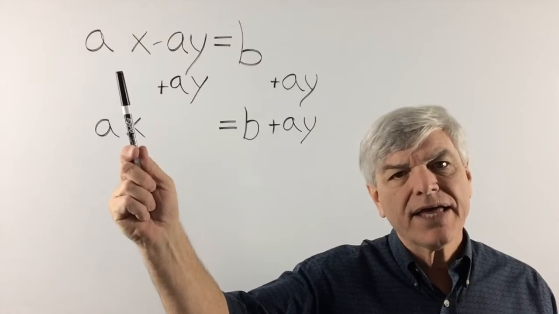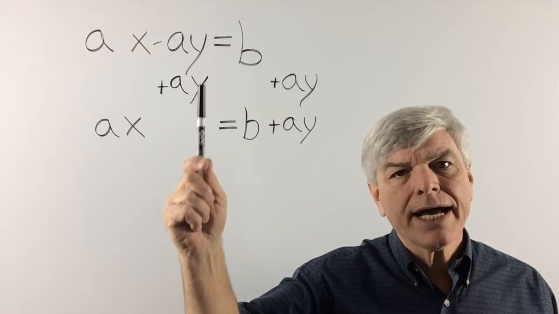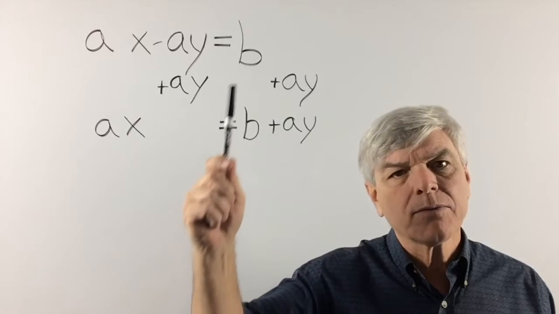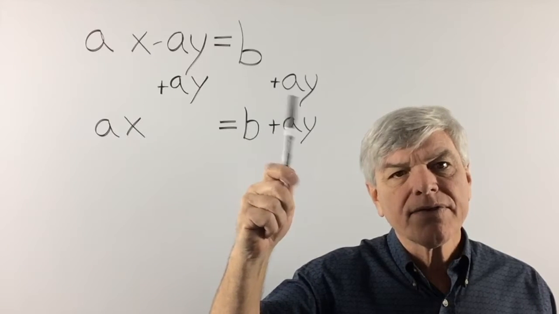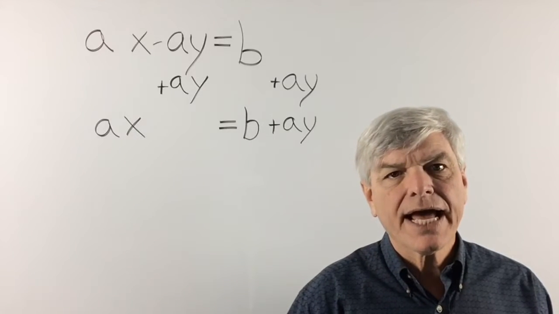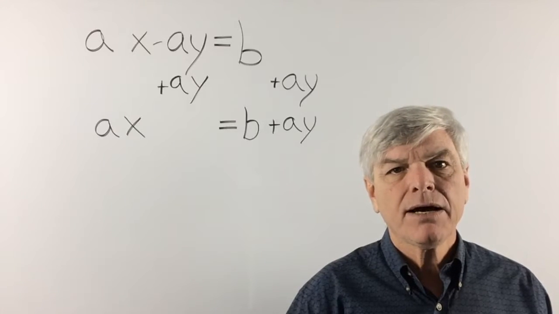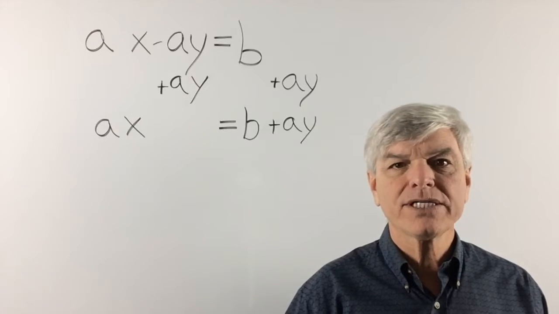So we brought down the ax, negative ay, and positive ay is 0, so we're going to leave that blank. We're going to bring the b down. There was nothing to add to that. And we're going to bring the ay down. There's nothing to add to that there. So ax equals b plus ay. Well, now we're looking at something that's a lot more reasonable, aren't we?